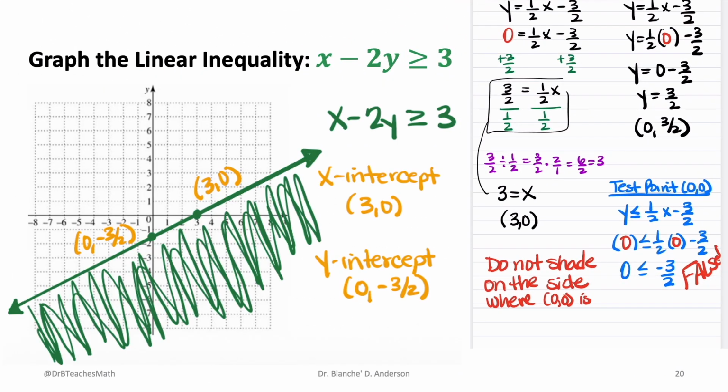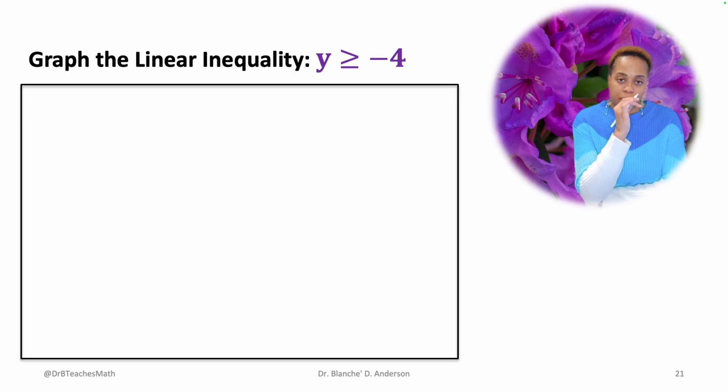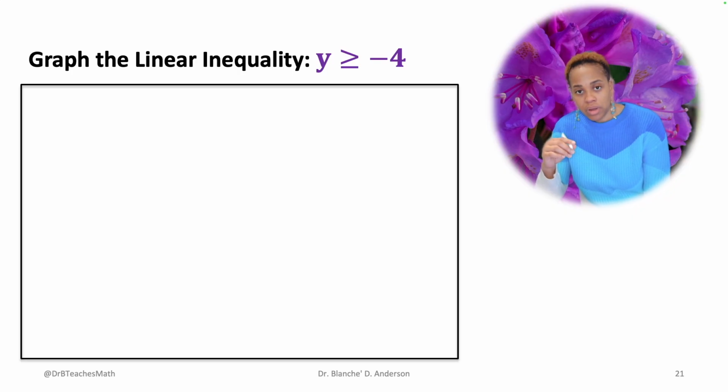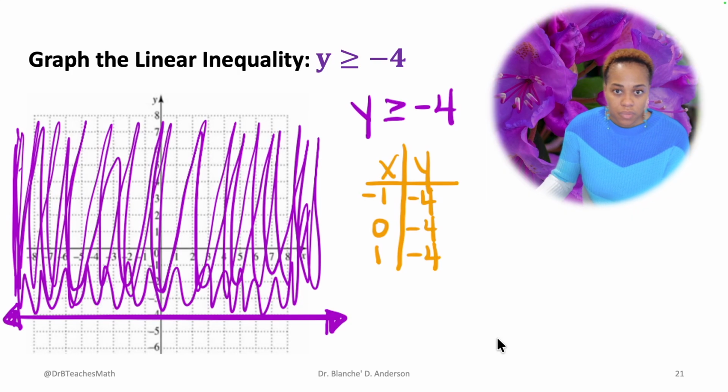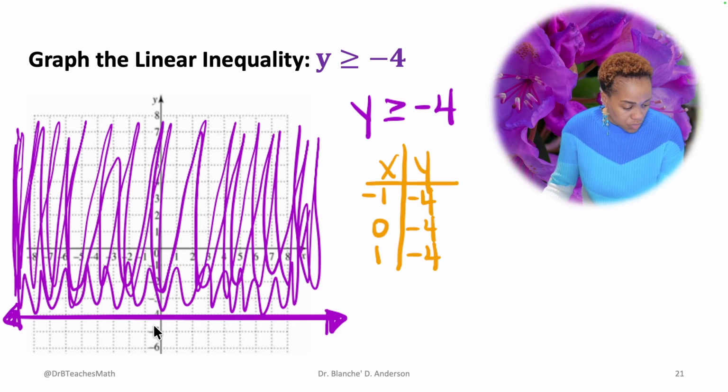So that's why we shaded below the line. 0, 0 is up here, right here. So we shaded below the line through y is greater than or equal to -4. That means no matter what x is, y is always going to be greater than or equal to -4. So when you draw that, y is always going to be -4. So this is y equals -4 here.